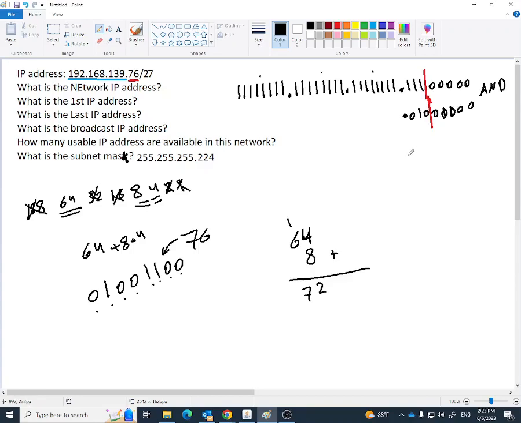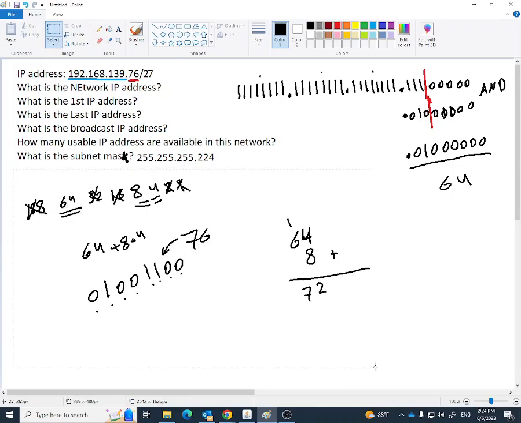So the bottom line, the network IP address is simply going to be 0, 1, 0, 1, 2, 3, 4, 5, and this is it. This is my 76 that I have here. That's an IP address for a machine, and the network IP address is simply going to be whatever you have here, which is 64. Now let's go ahead and put the network IP address for the network, and answer that question.